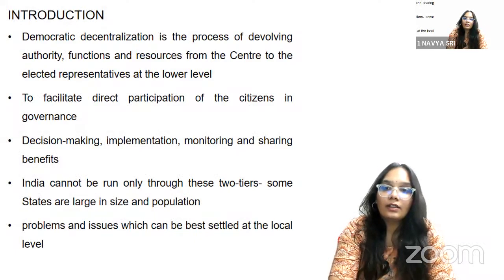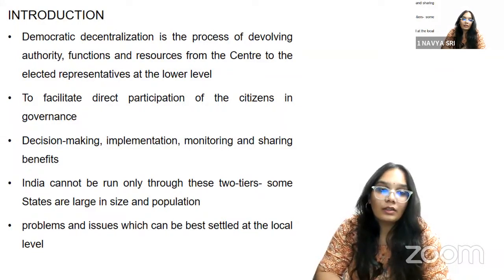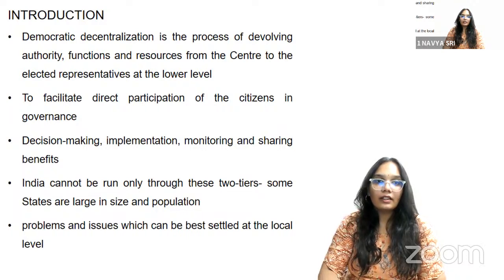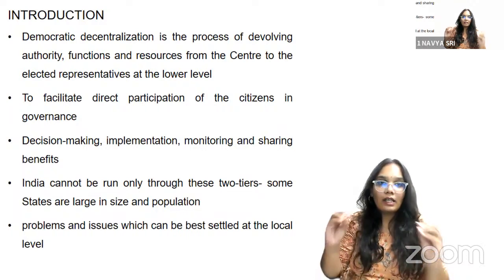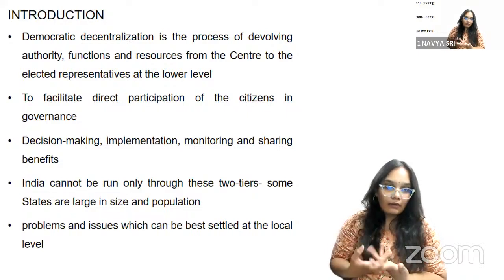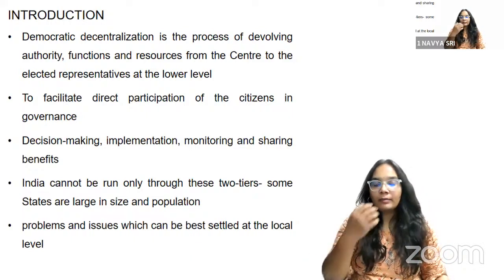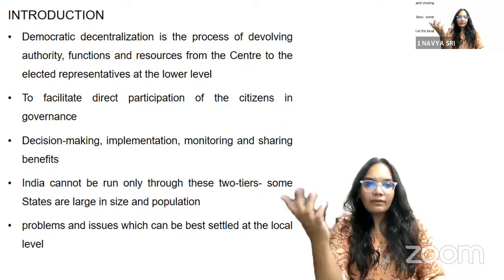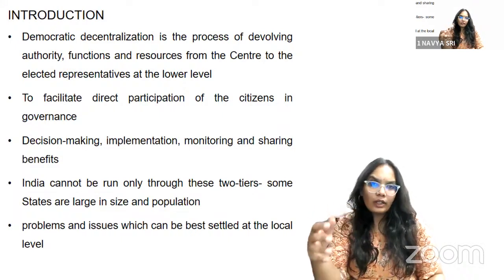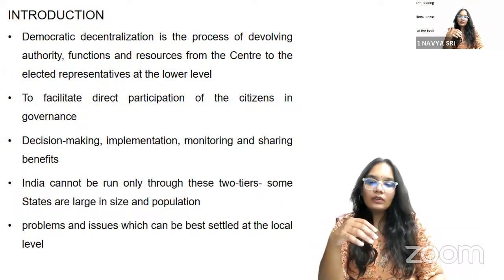Yeah. So decentralization, 73rd and 74th Constitutional Amendment Act. This democratic decentralization is a process of what? Decentralization means it has not been centralized anymore; the powers have been devolved or divided among other participants, like states or local self-governments, or the grassroots level governments like municipal councils or notified areas. So democratic decentralization is devolving authority, functions, and resources from the center to the elected representatives at the lower level. So what are these lower levels?